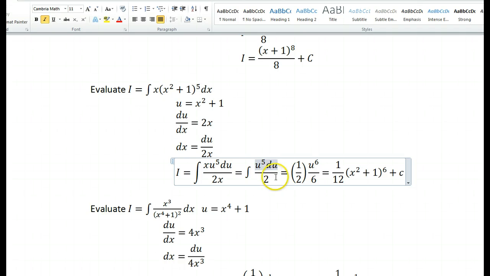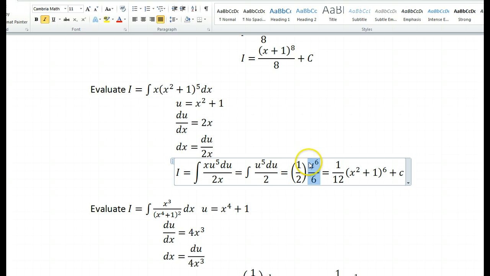This is du, right? And now we take the constant, 2 is the constant, we take it outside, so that becomes 1 half, outside the integral sign. And we just have to integrate u to the 5. Integrating u to the 5 is a piece of cake because you can just use the power rule. So what's the integral of u to the 5? That is u to the 6 over 6.